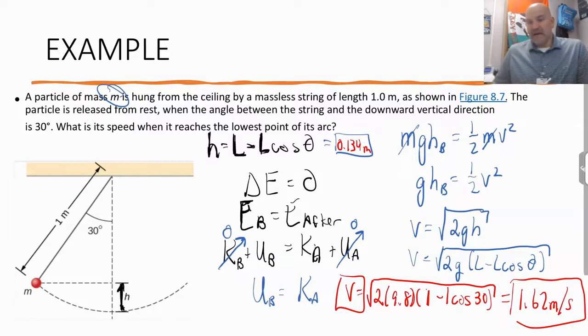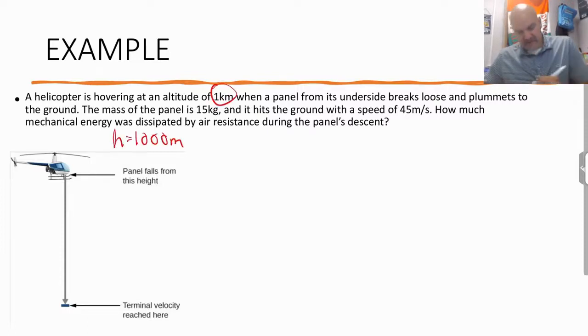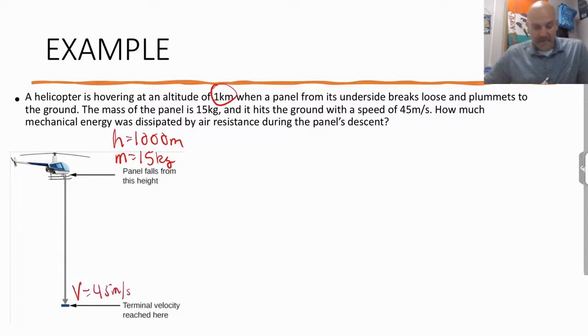Now let's take a look at an example that uses dissipative forces, or a non-conservative force. You have a helicopter hovering 1 kilometer above the ground. One thing to note, our h is not 1 kilometer, our h will be 1,000 meters. A panel breaks from the underside and plummets to the ground. The mass of the panel is 15 kilograms. It hits the ground at a speed of 45 meters per second. How much mechanical energy was dissipated by air resistance during the panel's descent?